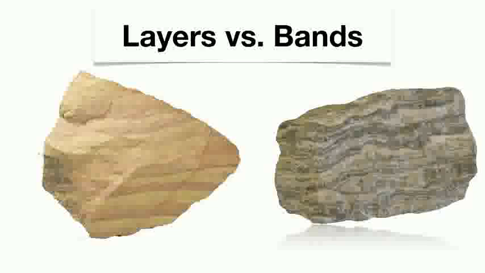The rock on the right, that's a metamorphic rock called gneiss. That has crystal bands. Those bands were created through the recrystallization of the minerals that reorganize themselves within the rock. That has a special texture called foliation. So very important to understand the difference between your sedimentary layers and your crystal bands. Okay, very important to know those.